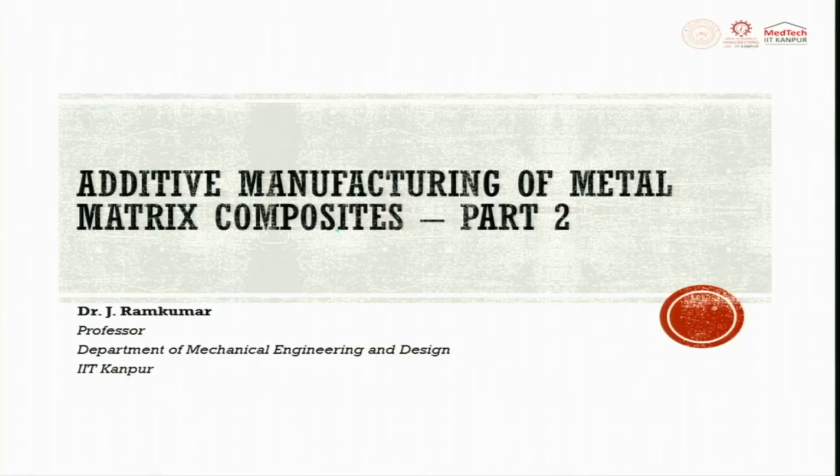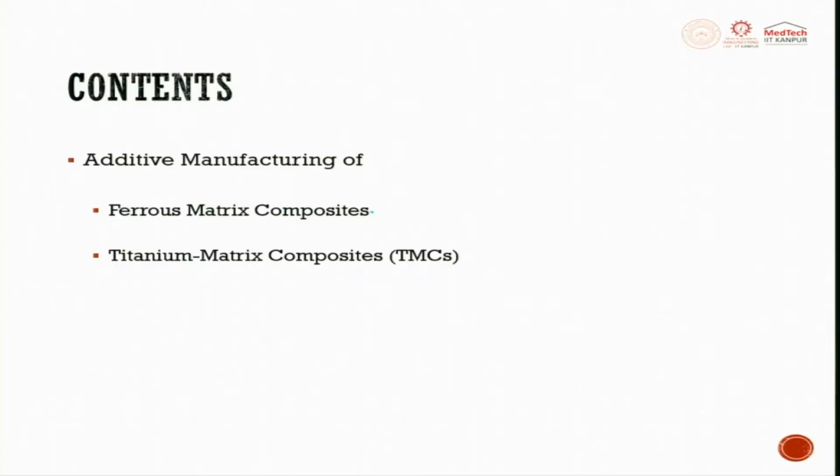In continuing with the previous lecture on metal matrix composites manufactured through additive manufacturing, we are now going to look into different types of matrix. How are these matrix and composites formed using additive manufacturing? So, we have ferrous matrix, we have titanium matrix.